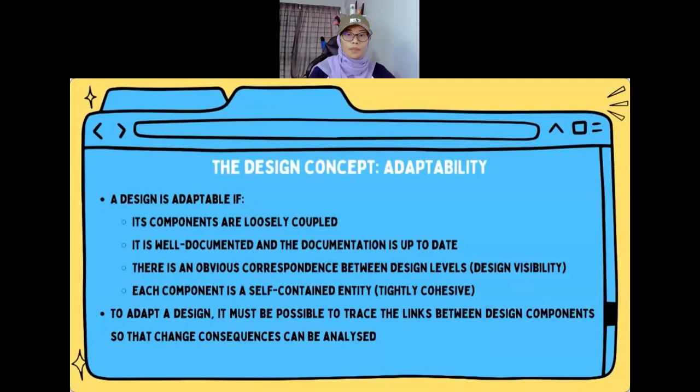Adaptability. A design is adaptable if its components are loosely coupled. It is well documented and the documentation is up to date. There is an obvious correspondence between design level and design visibility. Each component is a self-contained entity, tightly cohesive. To adapt a design, it must be possible to track the link between design components so that change consequences can be analyzed.